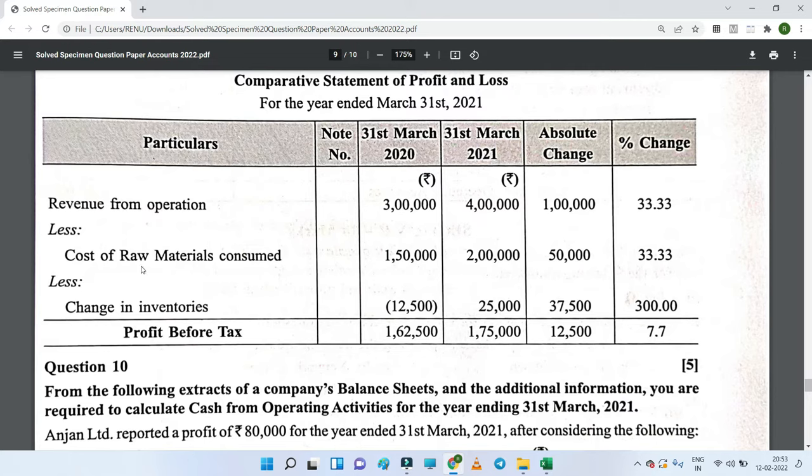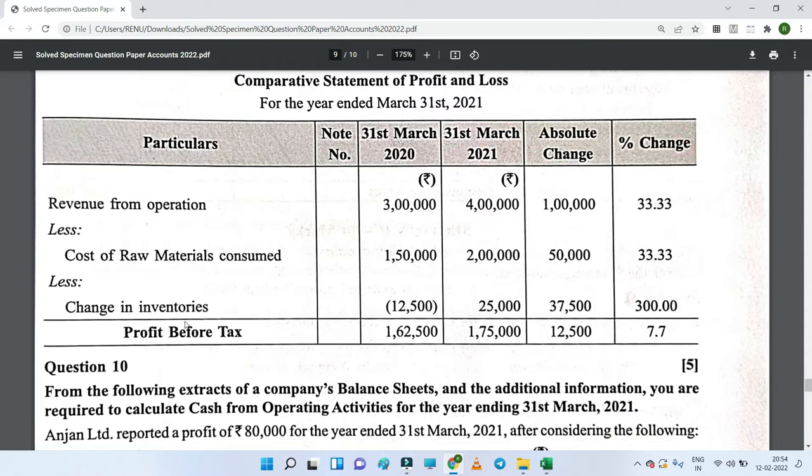Same happens for cost of raw materials consumed. As I told, both the items are expenses that must be deducted. So for cost of raw materials consumed, from 2 lakh of the current year, we will deduct the previous year amount, 1,50,000. So it will come to 50,000. This is the absolute change. Absolute change divided by base year amount, that is 1,50,000, into 100, we will again get 33.33%.